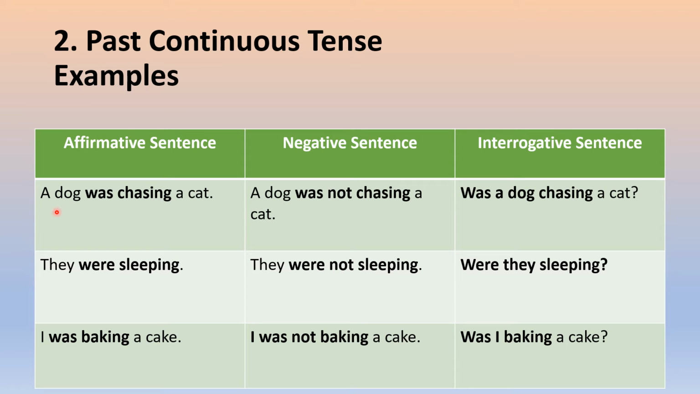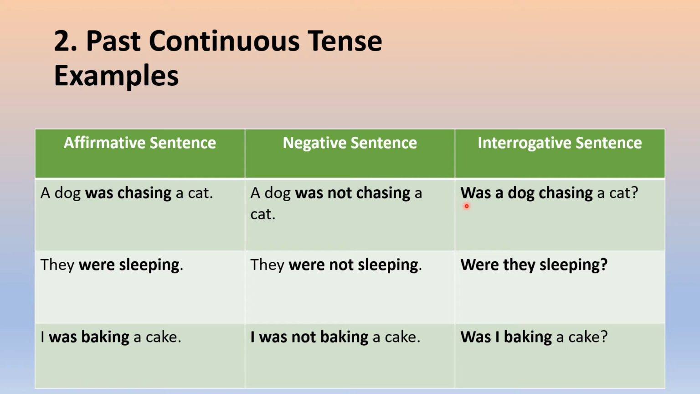Here is the first affirmative sentence. A dog was chasing a cat. A dog is singular subject. That is why was is written as auxiliary verb. And chasing here is the ing form of verb. A cat is the object. We will convert this sentence into its negative form. A dog was not chasing a cat. We will put not after the auxiliary verb.